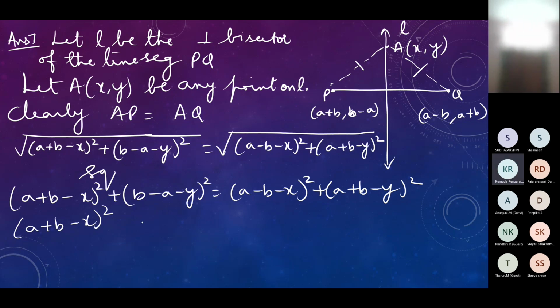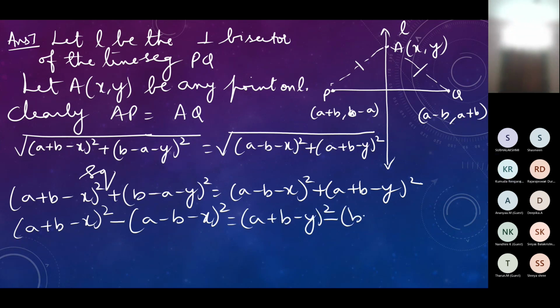So transpose that. So it will be minus A minus B minus X the whole square is equal to, have this in the right hand side and transpose this. Is this clear, children? Yes, ma'am. Yeah, that's because we are trying to gather in the LHS and RHS the expressions that have ABX, ABY.